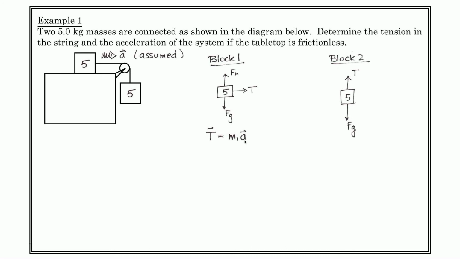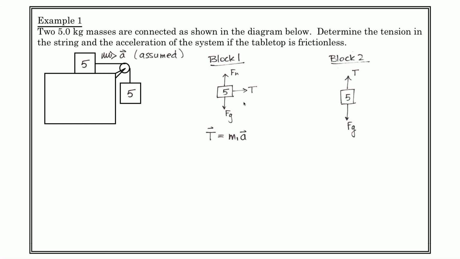A couple of notes. The system is going to accelerate at the same acceleration, which means that this block will accelerate with the same magnitude as this block. And the reason for that is that there's one string that's connecting the two. So if this one falls by 2 centimeters, this one moves by 2 centimeters. If this one falls at 2 meters per second, this one moves at 2 meters per second. And if this one falls at 2.5 meters per second squared, this one's going to move at 2.5 meters per second squared. Acceleration, when you have one string, is constant between the two.